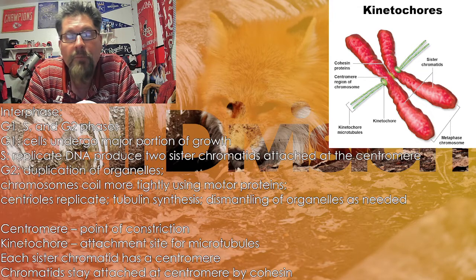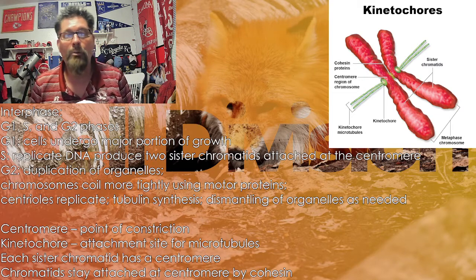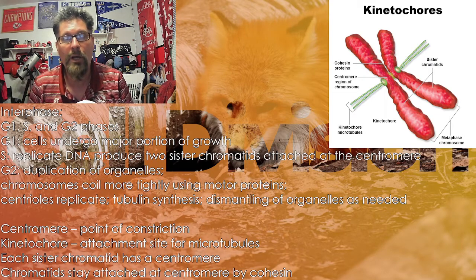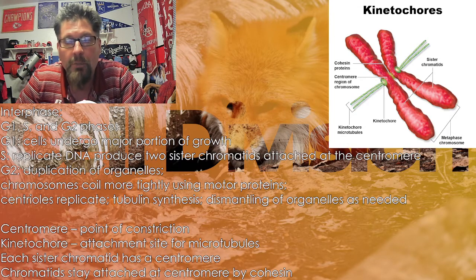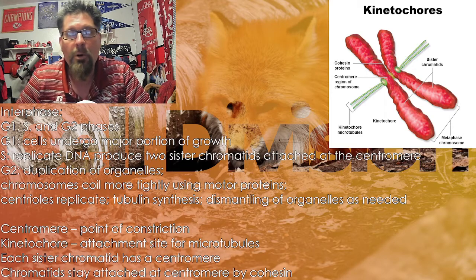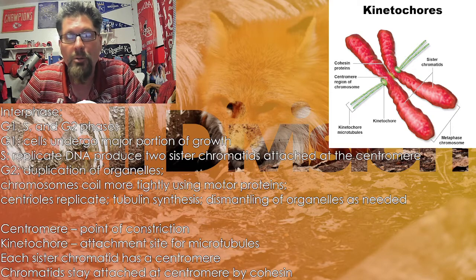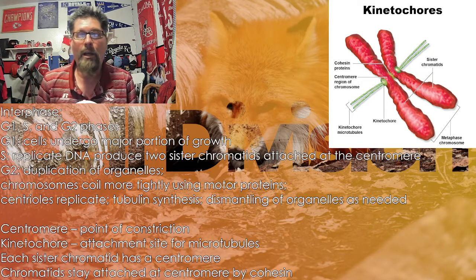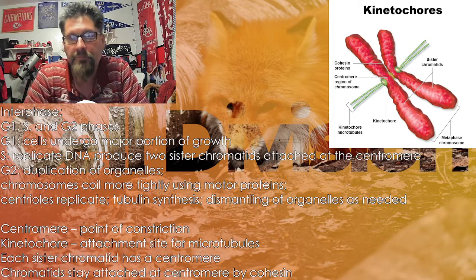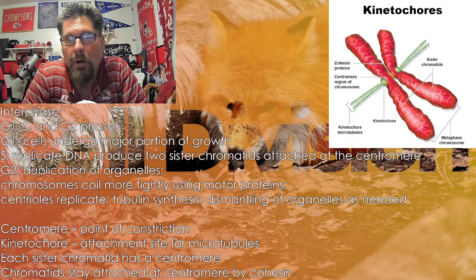Eventually those will be used to drag the chromosomes to the metaphase plate, that median across the middle of the cell, and then eventually those microtubules will be used to pull apart the two sister chromatids, one to each end, so then the cell can divide, and you get the equal parts for that.